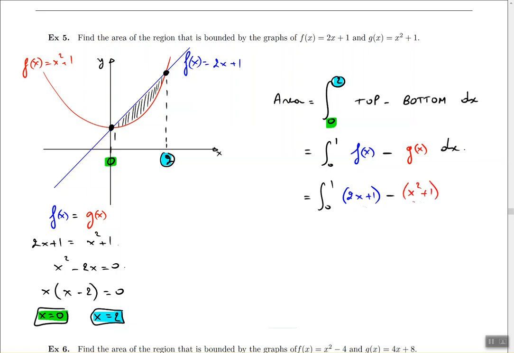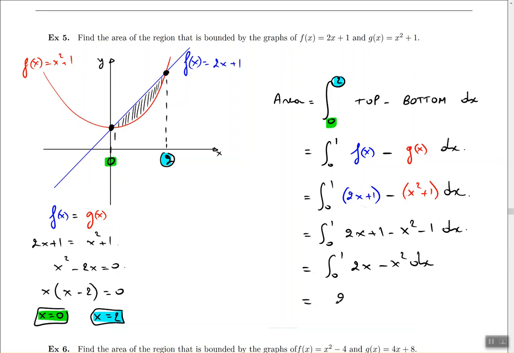for two reasons. One, I want to keep track that they're all from the g of x part. Second, I want the minus to go to the first term and to the second one like it should. It needs to go to every one. And then the dx at the end. So this is very straightforward now. 2x plus 1 minus x squared minus 1 dx. When you combine like terms, you get 2x minus x squared dx.